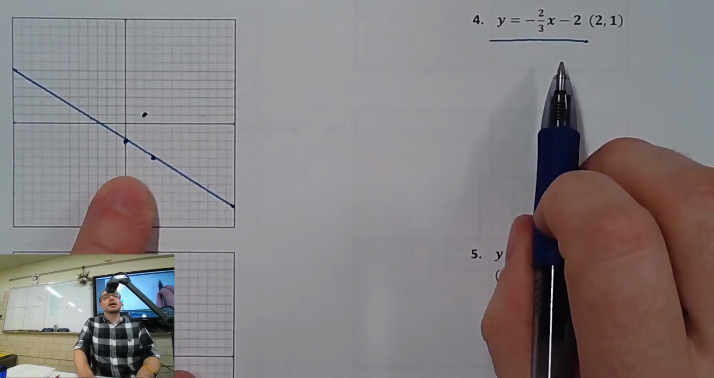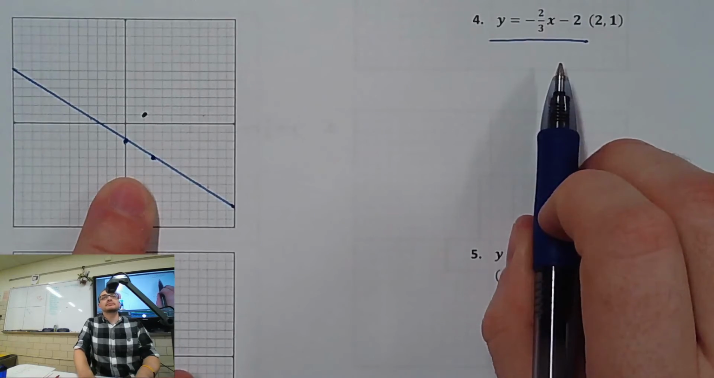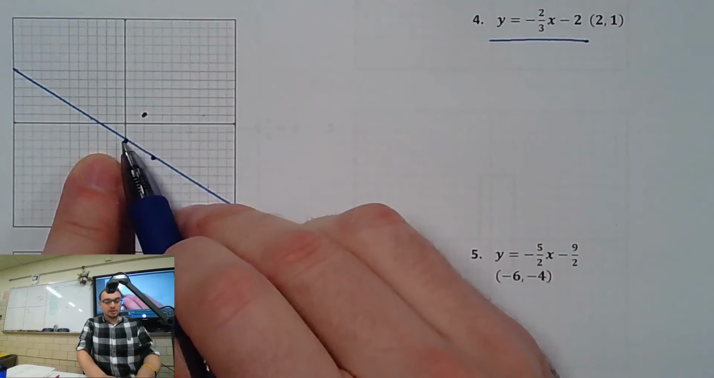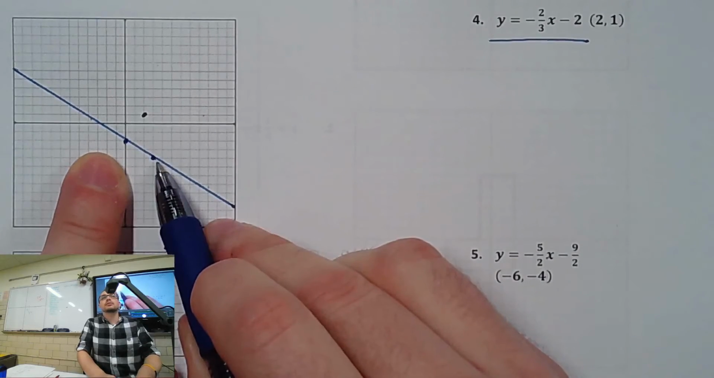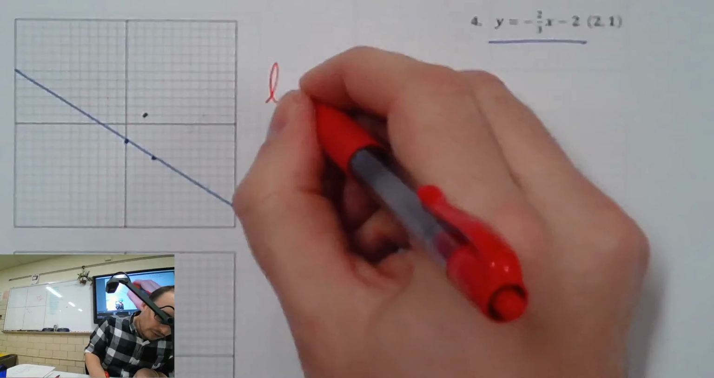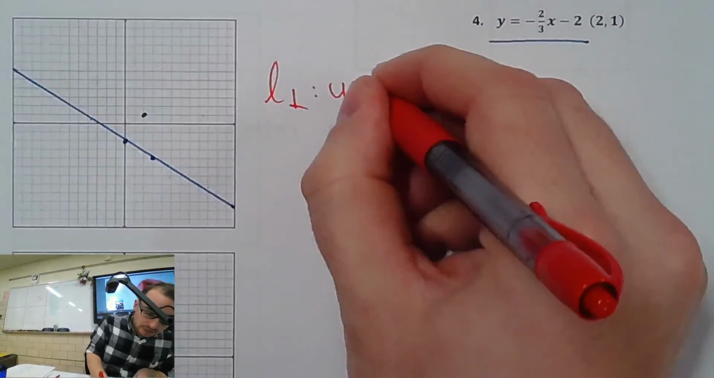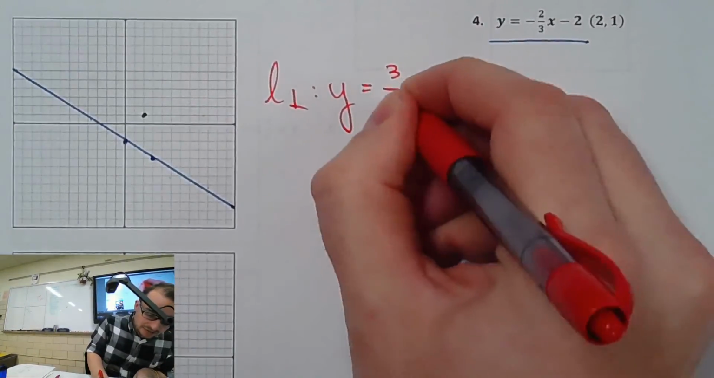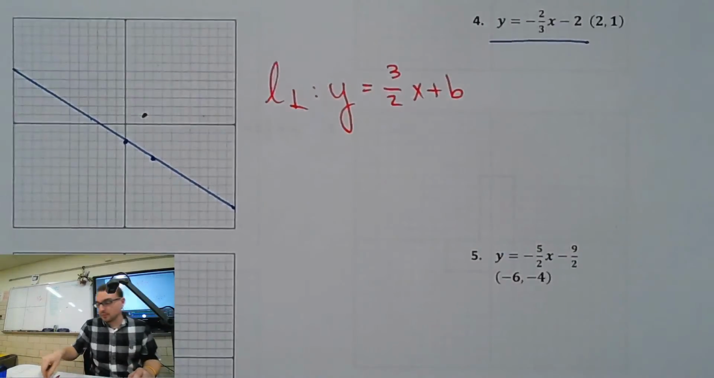So I graphed the original line. We cool? Do you see how I did it? Down 2 for my y-intercept, and then down 2 over 3 for my slope. Yes? Awesome. Now I'm going to find the perpendicular line. Well, the perpendicular line is going to have a perpendicular slope, so I'm going to flip and negate: 3 halves. How do I solve for b?